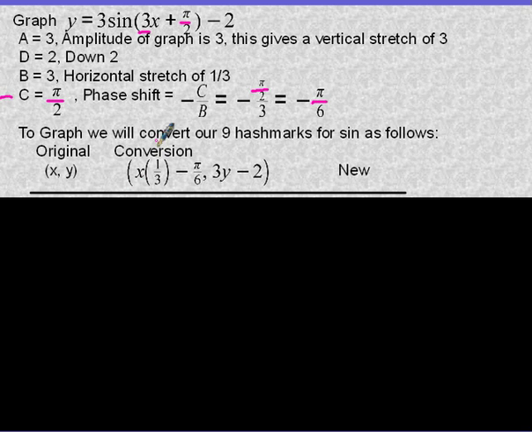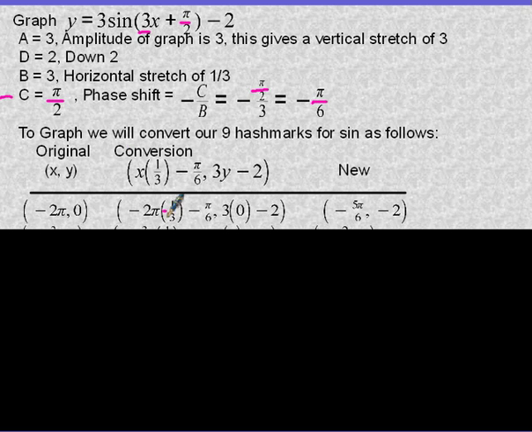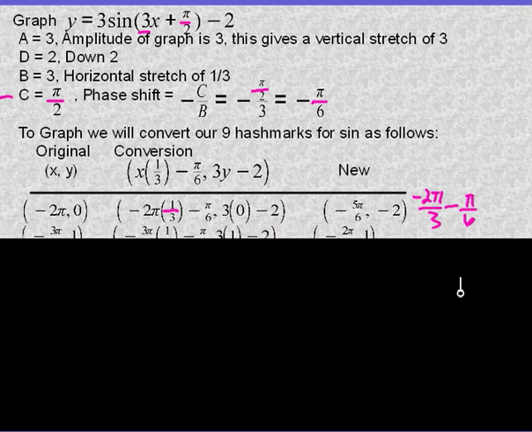This is the part that causes people a lot of grief, because when you add or subtract, you have to have common denominators, and it can get a little tricky. So let me go through this one in detail. Negative 2 pi times 1/3 is going to give you negative 2 pi over 3, and then we're subtracting pi over 6. We have to have a common denominator, so in order to make this 6, I'm going to multiply this by 2 over 2. So that's negative 4 pi over 6 minus pi over 6. Negative 4 minus 1 is negative 5 pi over 6. So that's how we get that. And then 3 times 0 minus 2.